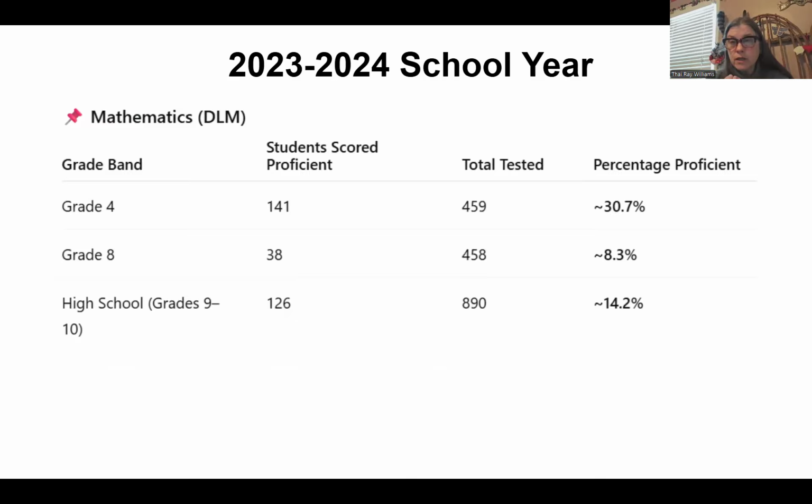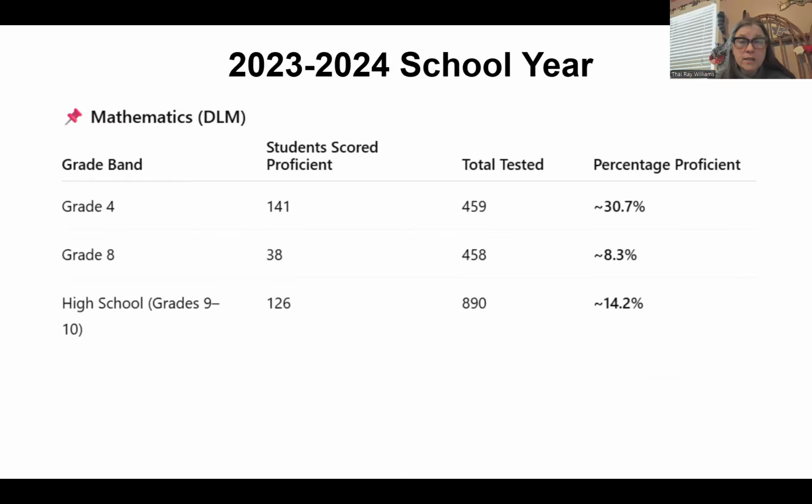But I want you to look at the opposite side of that. That also means that 69.3% of our students in fourth grade are not proficient in math. 69.3% are not proficient. Let's look at eighth grade. Eighth grade is only 8.3%. Look at that drop. 458 students were tested and only 38 were proficient in math.